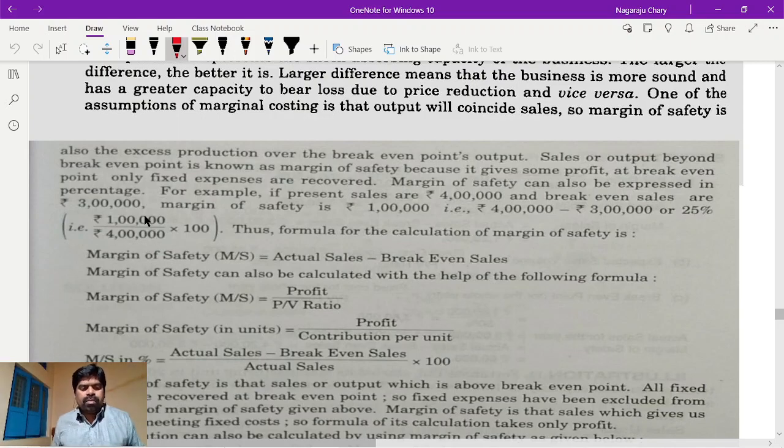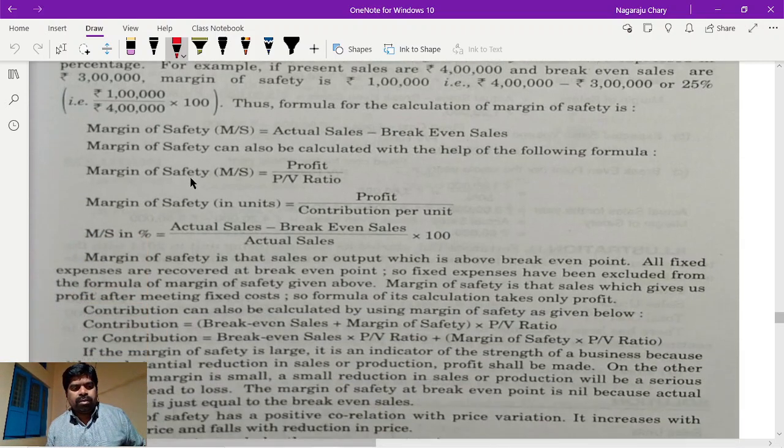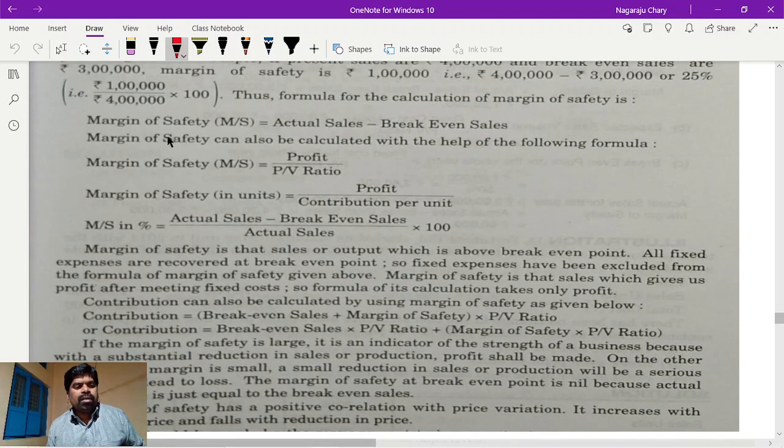Okay, so let us see margin of safety. Through these formulas, margin of safety is calculated like this. First formula: margin of safety is the difference between actual sales and the break-even sales. If we get a positive value, then we are in the margin of safety. If we get a negative value, we are in negative margin of safety. That means above the break-even point or below the break-even point.